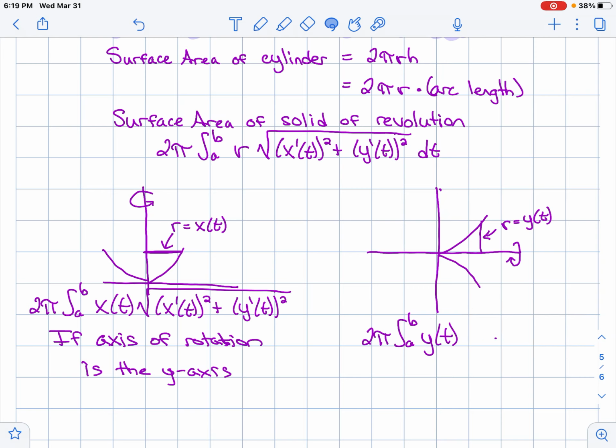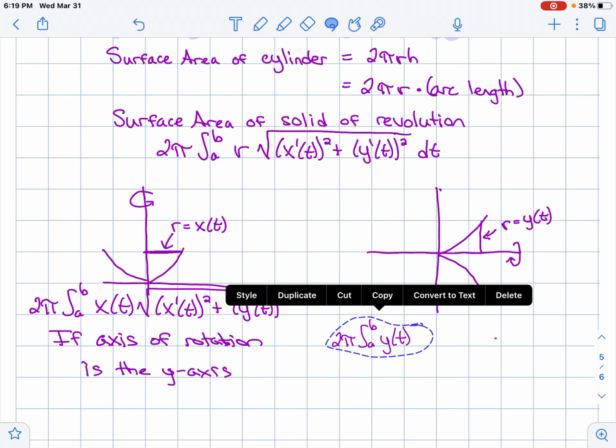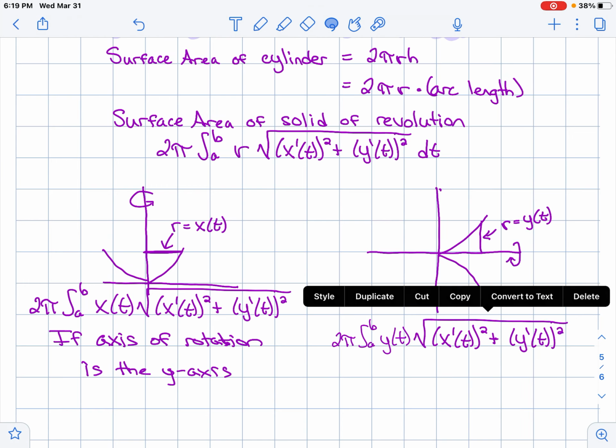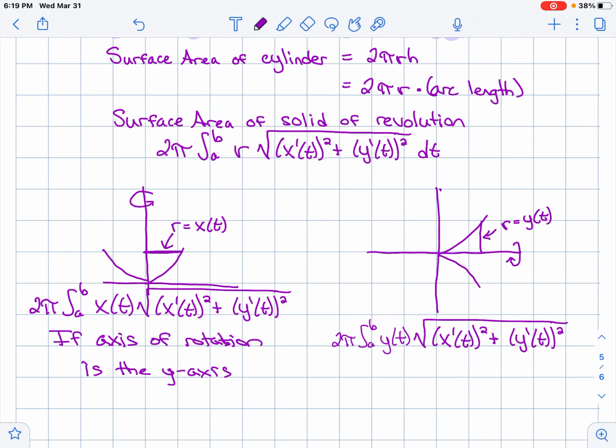I ran out of space. Let me move it all over a little bit and make it a little smaller. Okay, and that's if we're rotating around the x-axis. We're not going to do anything crazier than the x and the y-axis. Okay, let's try one.